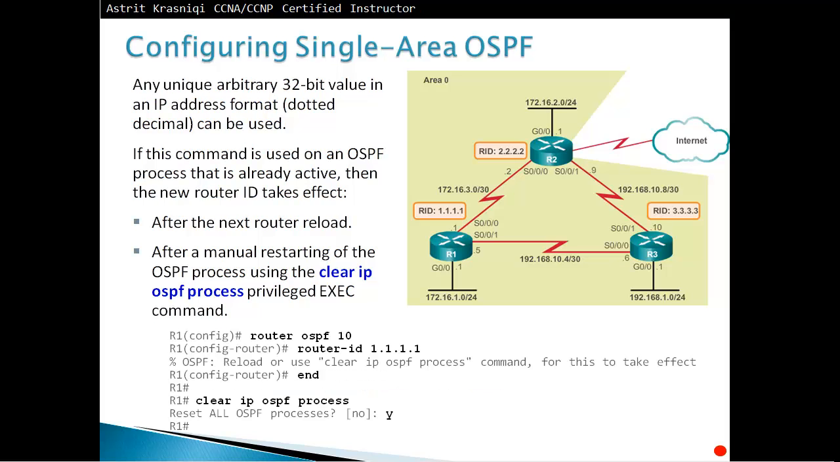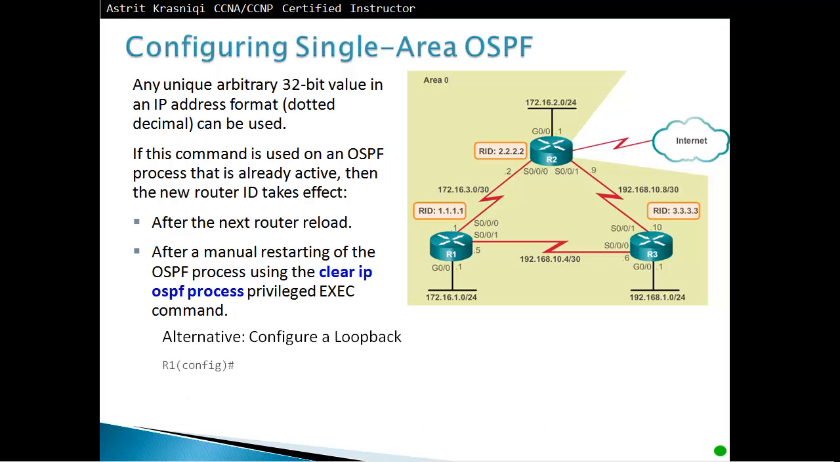The other way to do it is to enable one loopback interface. So interface loopback 0, IP address 1.1.1.1, and give an address. If you haven't configured a router ID, the router will find this loopback address and pick it as the router ID.